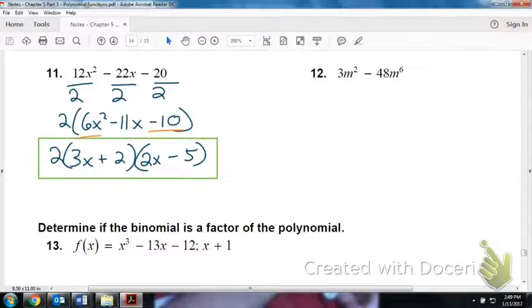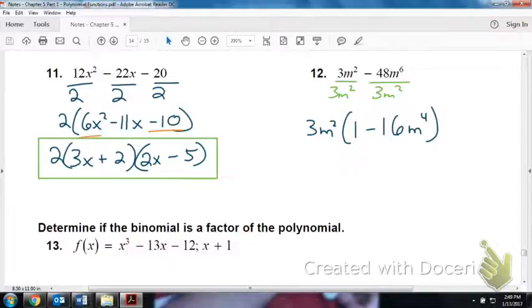Number 12, last but not least. We can divide by 3. We actually can divide by 3m squared. As we discussed earlier, 3m squared divided by 3m squared is simply 1. So I'm going to put a 3m squared out front. Put a 1. Negative 48 divided by 3 is negative 16. m to the sixth divided by m squared is m to the fourth.